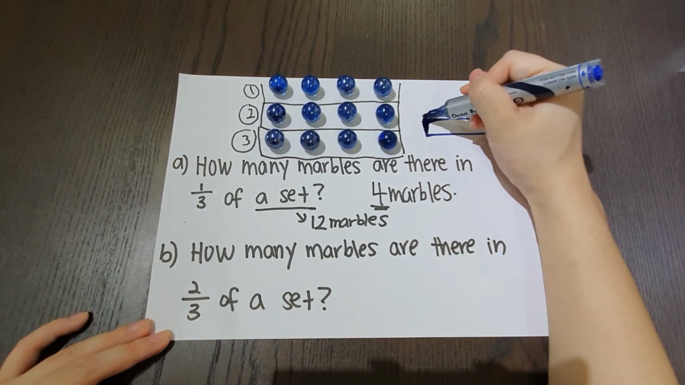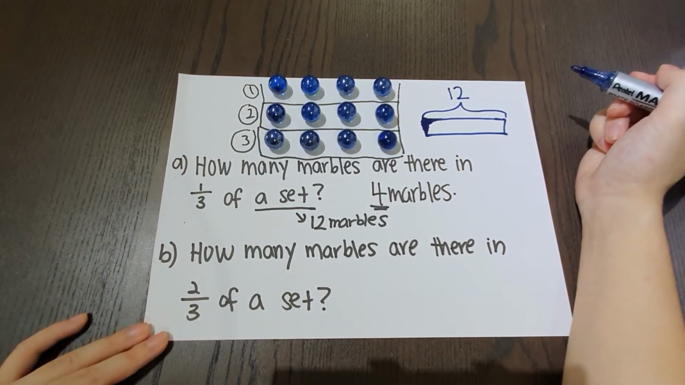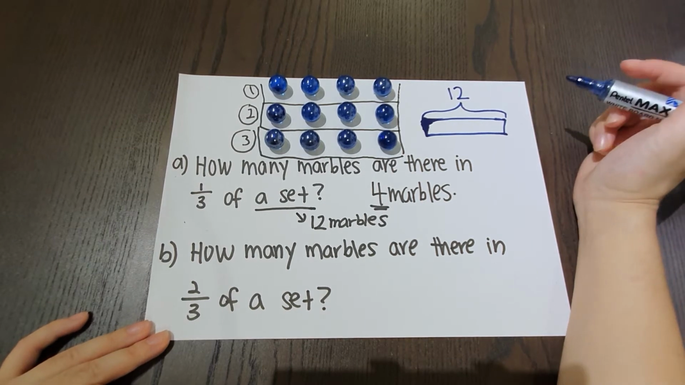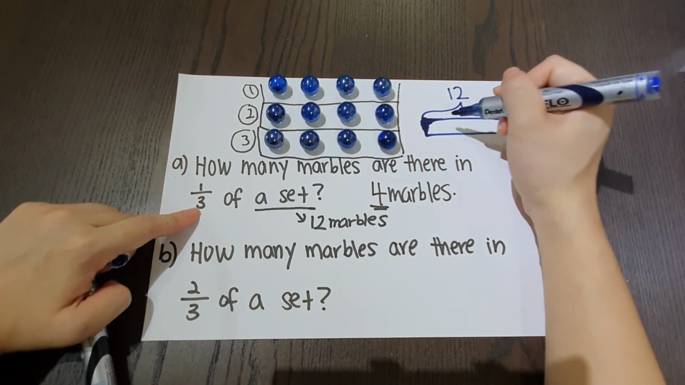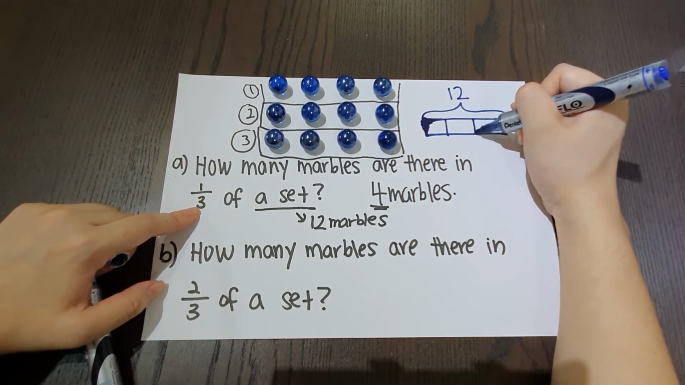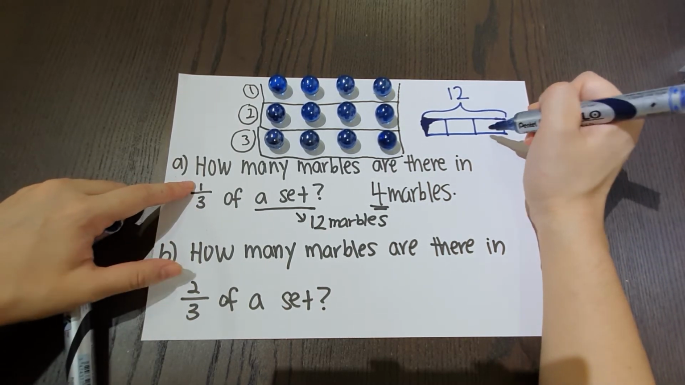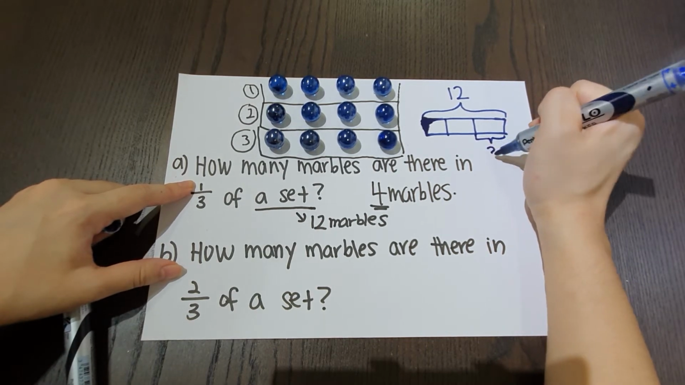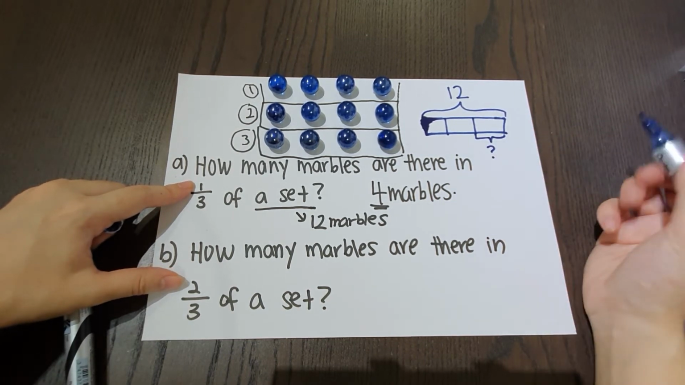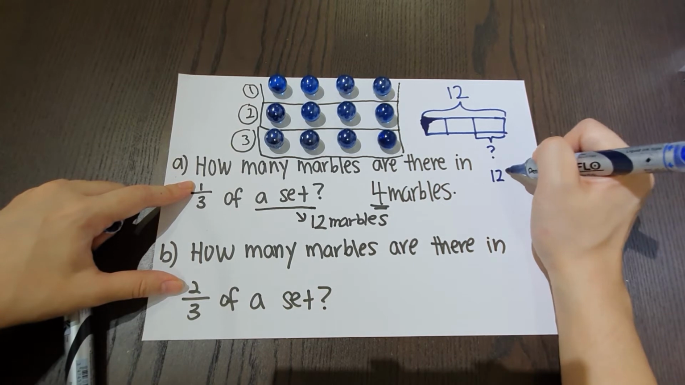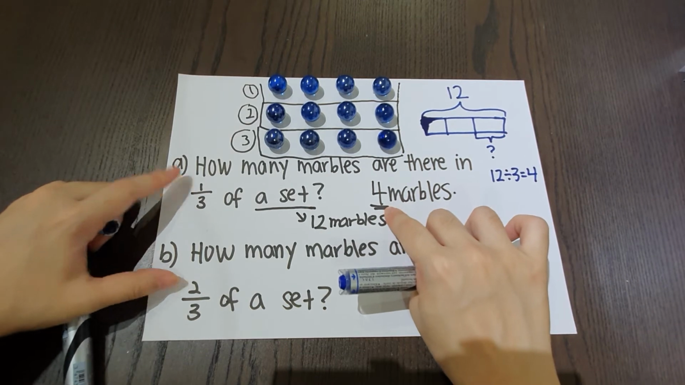And I'm going to label it 12. Since I am only interested in 1/3 of it, I know that I need to cut my bar into 3 equal groups. So 1, 2, 3 equal groups. And I only am interested in one group, so this is what I want to find. Since I know that 3 equal groups gives me 12, to find one group, I simply take 12 divided by 3 to give me 4, which is what I've gotten here.